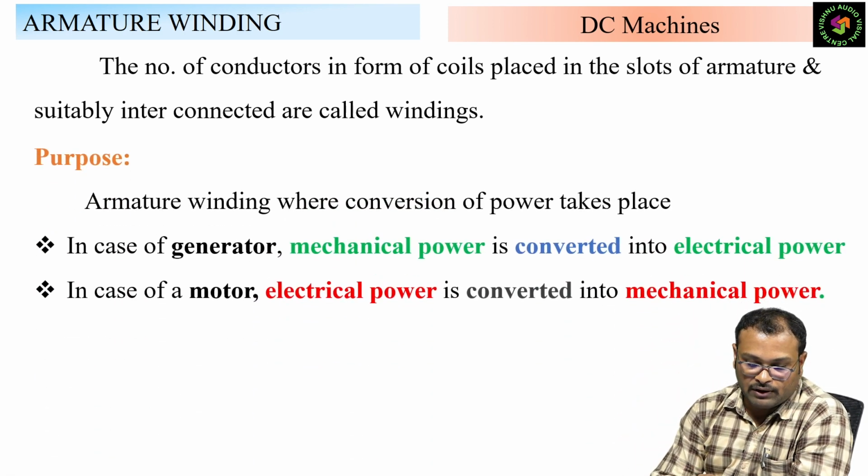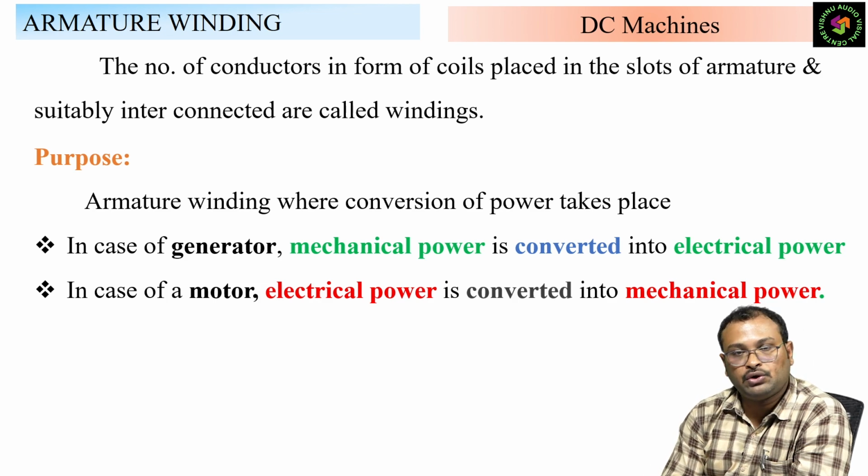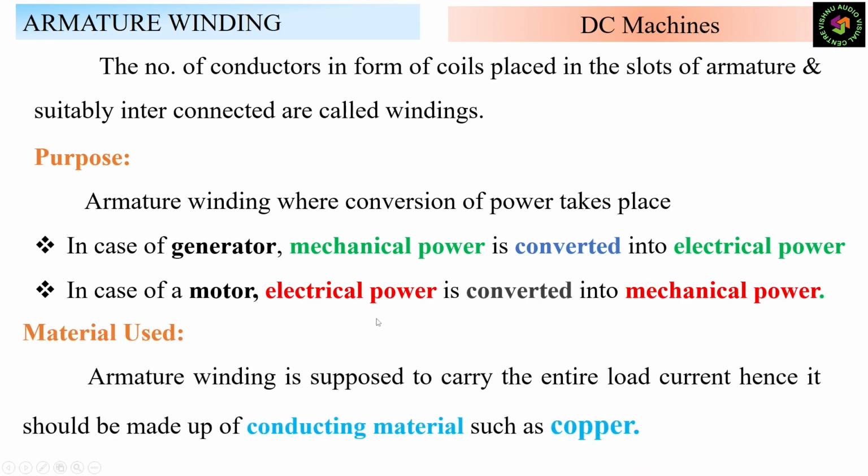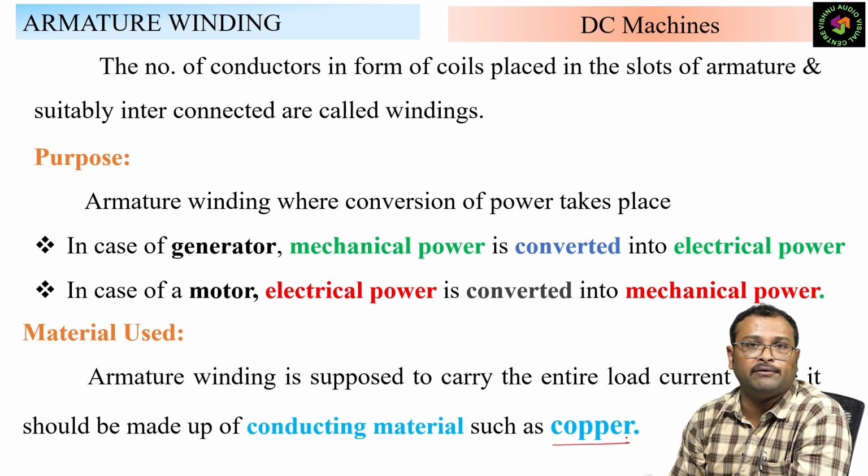In a generator, mechanical power is converted into electrical power. In a motor, electrical power is converted to mechanical power. That is the main purpose of these windings. And the material used, as usual, is carrying the current, so definitely it is made up of copper. We will use enameled copper.